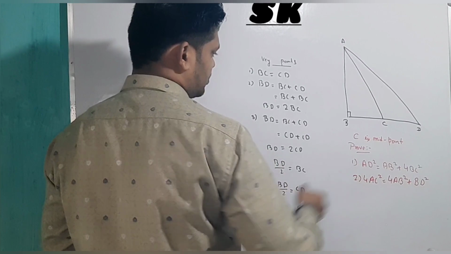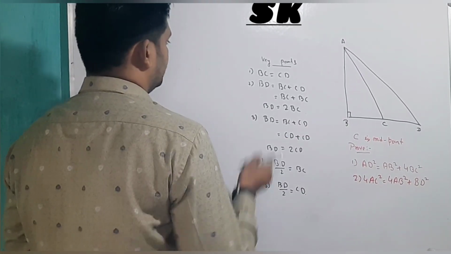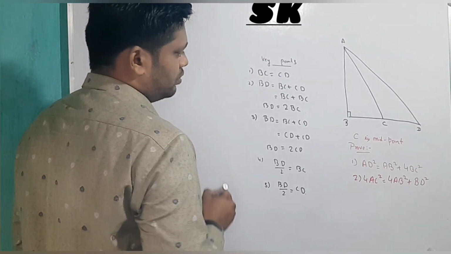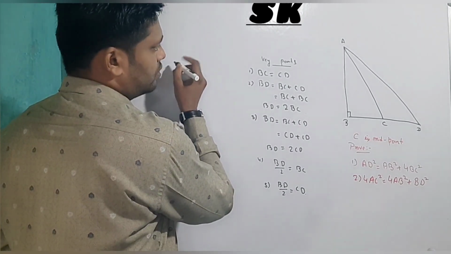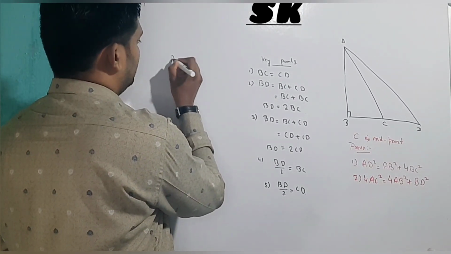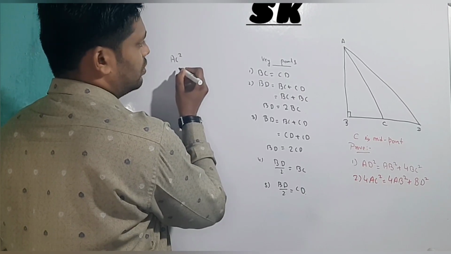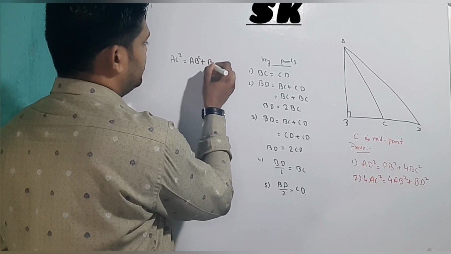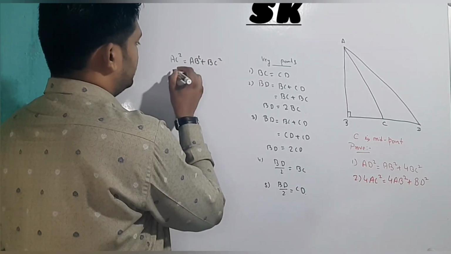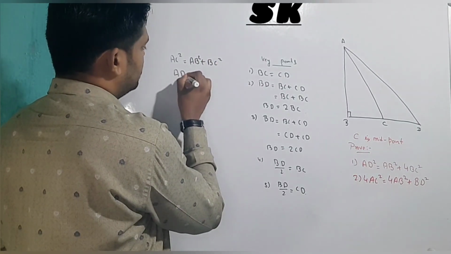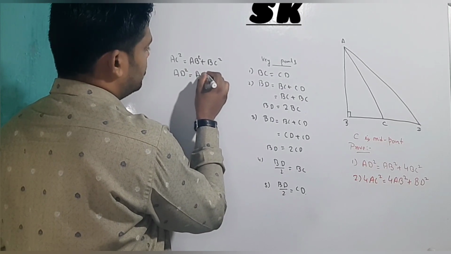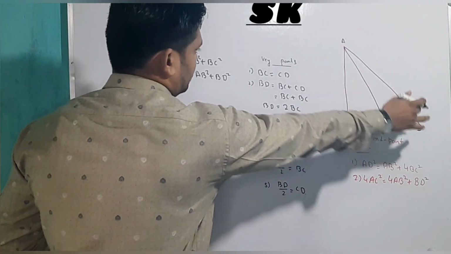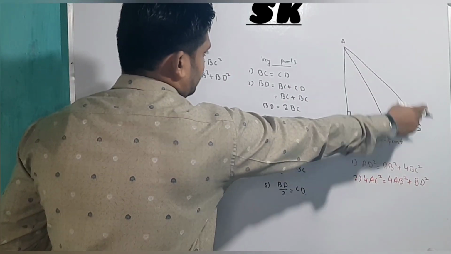So AD first. First you write the equation. So the equation is AC square is equal to AB square plus BC square. Next equation is AD square is equal to AB square plus BD square. There is the small triangle and the big triangle. This is not a triangle, but this complete one is a triangle. You know this one.